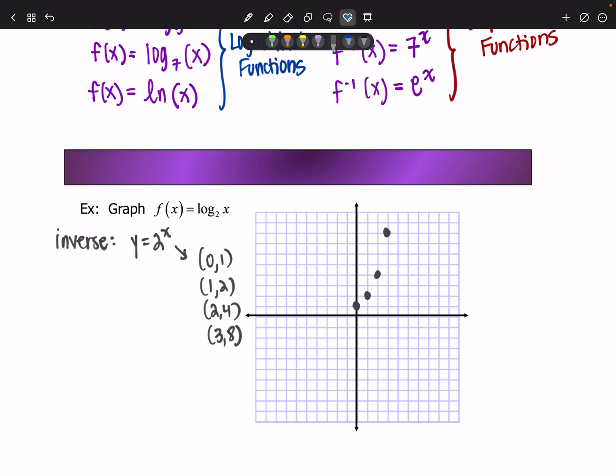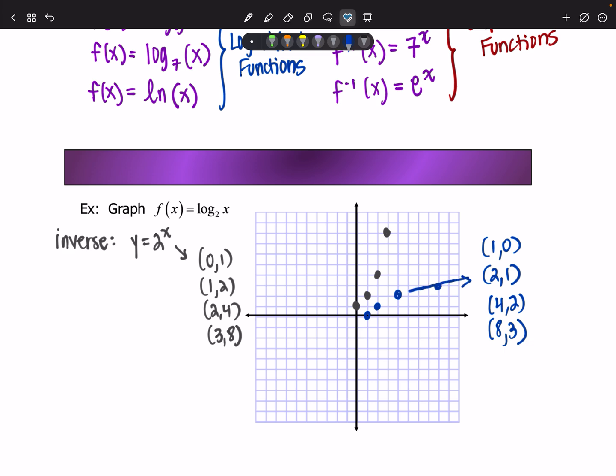We are going to take each one of those ordered pairs and we are going to interchange the x's and y's. So we'll have (1, 0), (2, 1), (4, 2), and (8, 3).